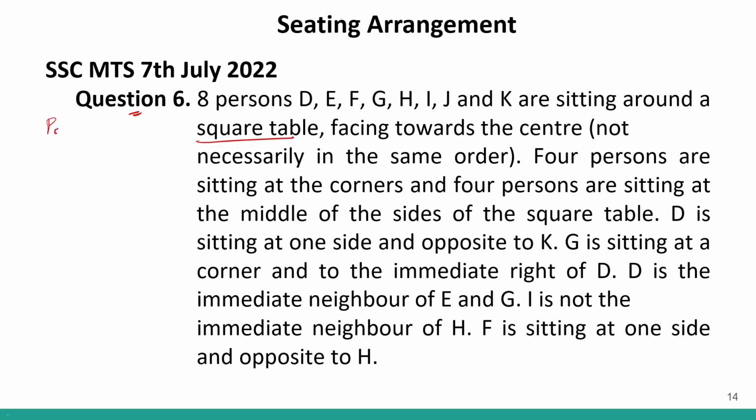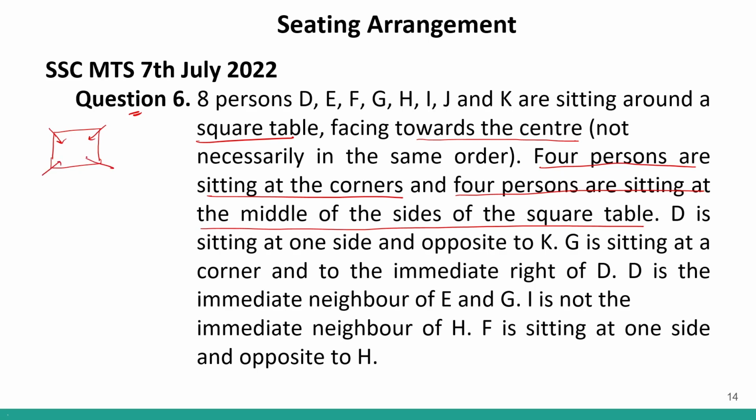So this is based on polygon. Square and rectangle are the most common ones. This one is square, and they are facing towards the center. So there are 8 people facing towards the center sitting in a square. Let's say this is your table. 4 people are sitting at the corners and 4 people are sitting at the middle of the sides of the square table. Everybody is facing the center.